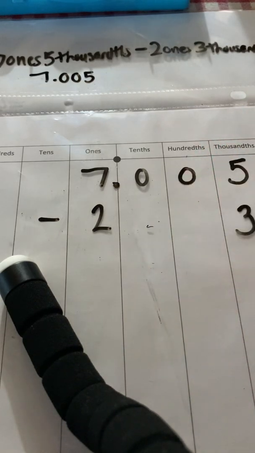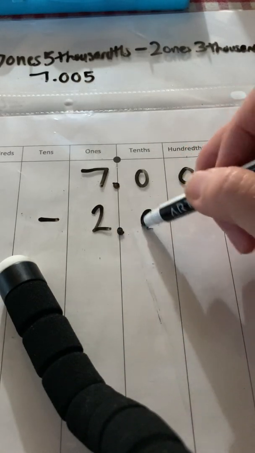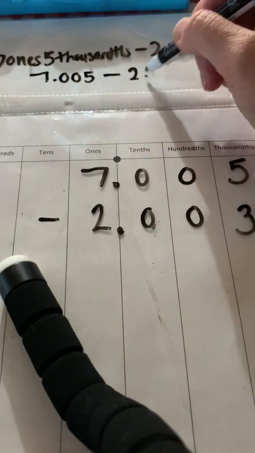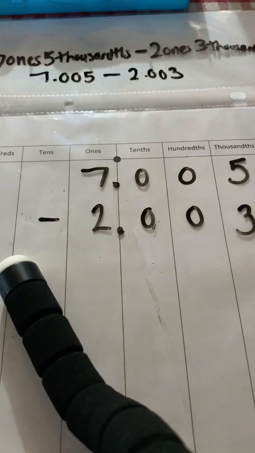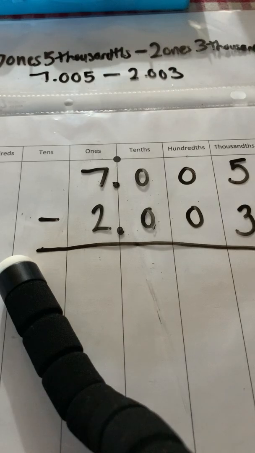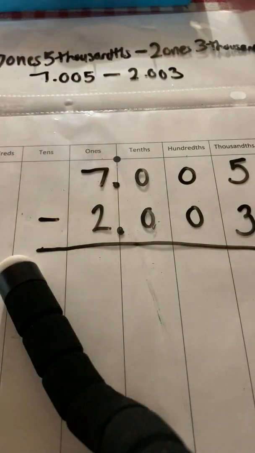Again, what do I fill in these blank spaces? Zeros. Subtracting 2 and 3 thousandths. So your place value chart is a really useful tool helping you go from unit form to standard form back to unit form. Now if I subtract these, I could again use my place value cubes.